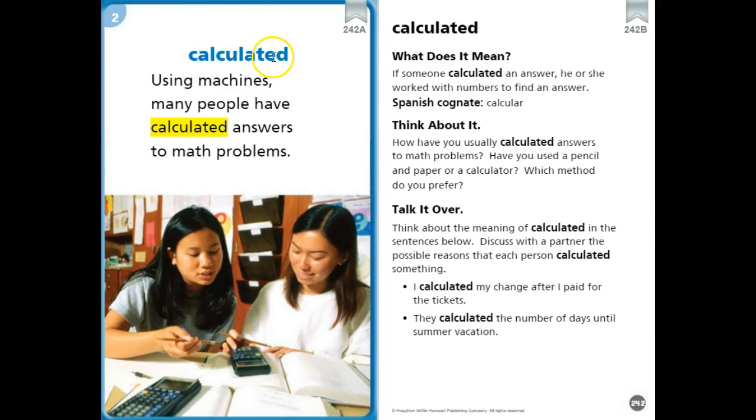Read with me. Calculated. Using machines, many people have calculated answers to math problems. If someone calculated an answer, he or she worked with numbers to find an answer. How have you usually calculated answers to math problems? Have you used a pencil and paper or a calculator? Which method do you prefer? Think about the meaning of calculated in the sentences below. With your learning adult, discuss possible reasons that each person calculated something.